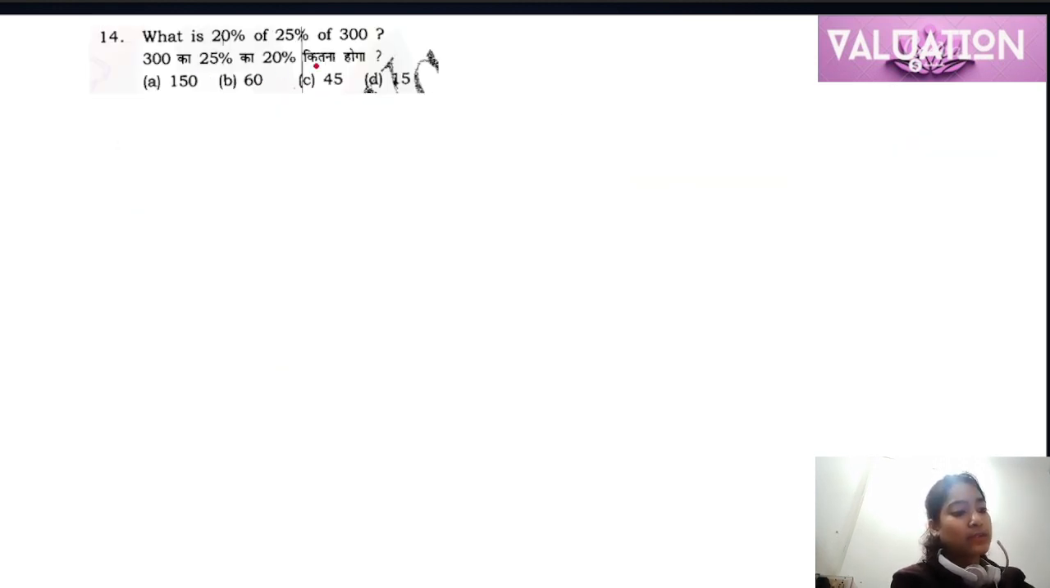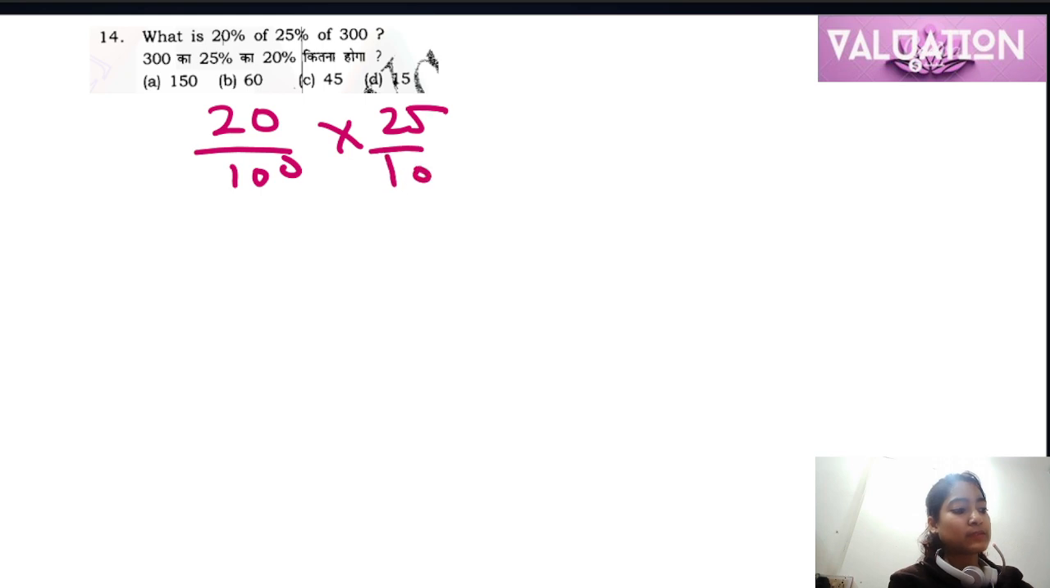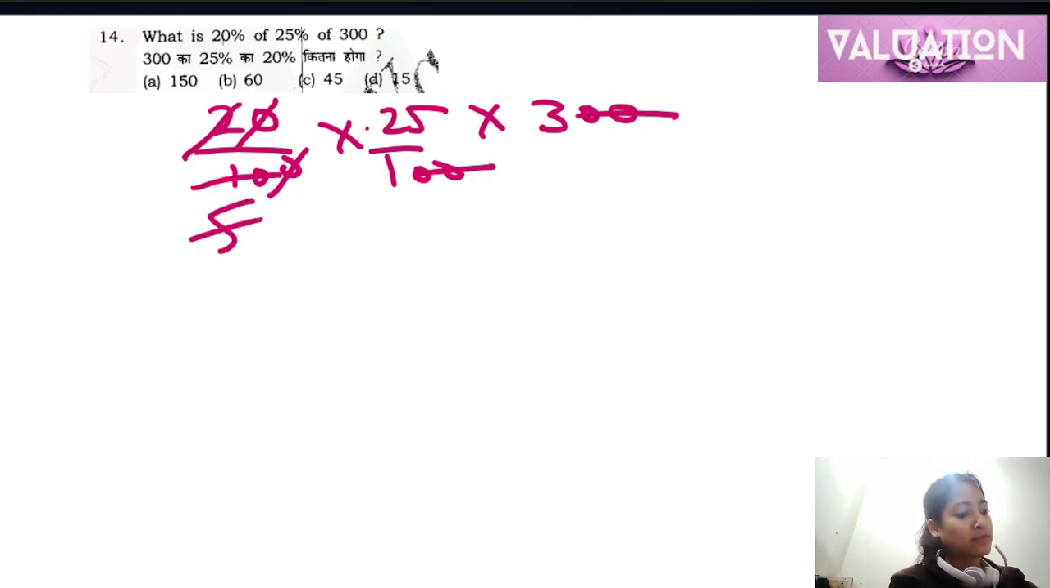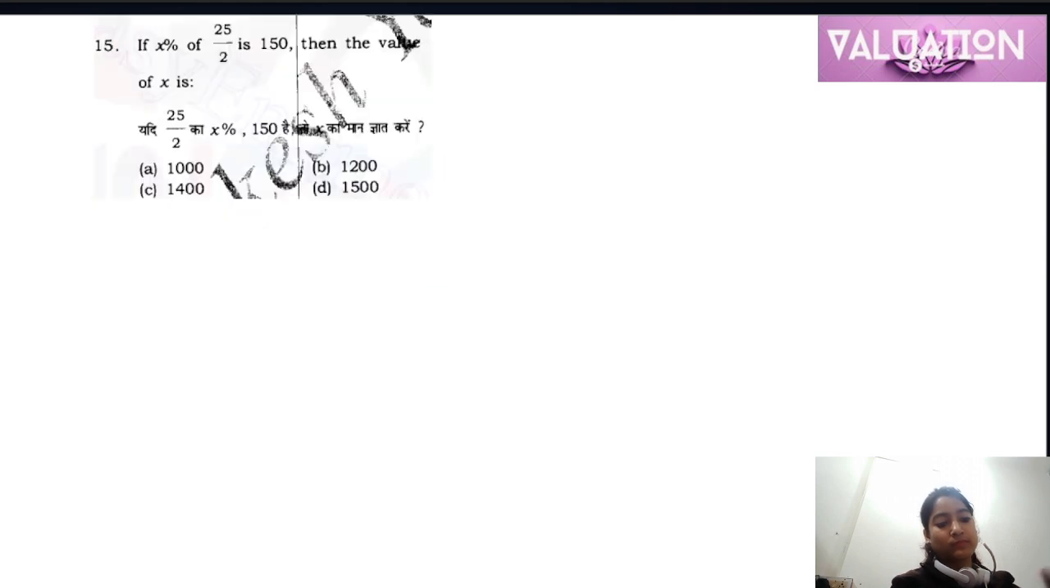What is 20% of 25% of 300? 20% of 25% of 300. Solve it. 5 times 3 is 50 (15 times... result 50). So the correct answer is option D. Move to the next question.